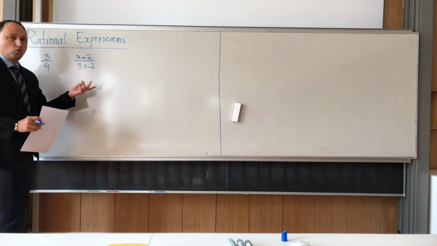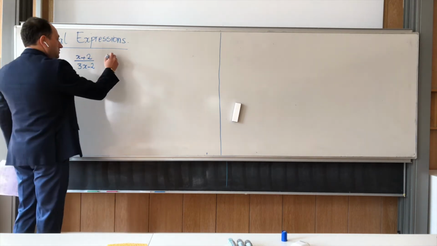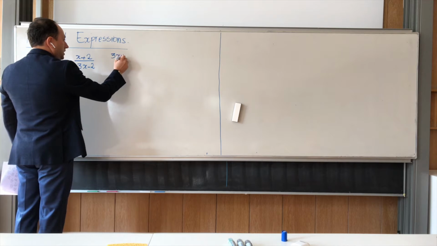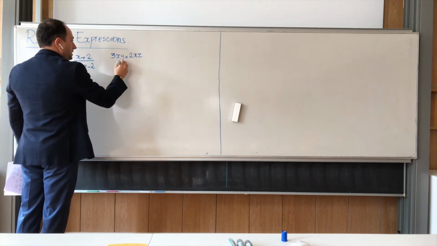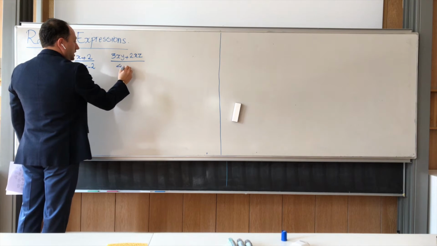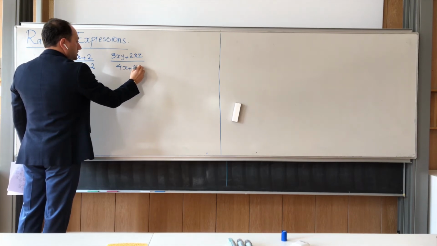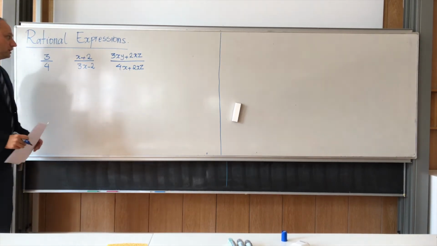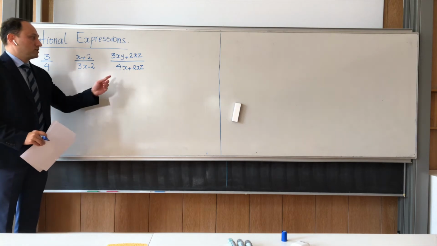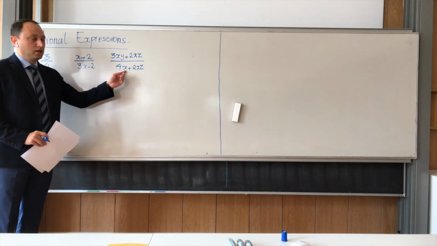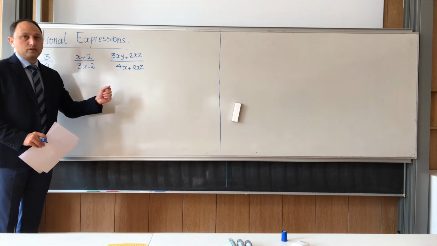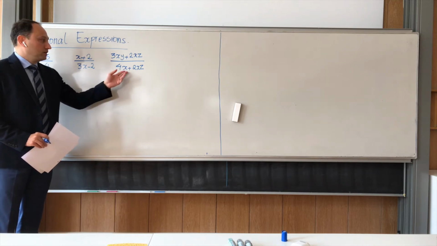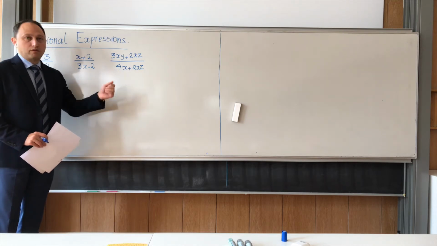Of course, I can have more than one variable. I can assume that I have (3xy + 2xz) divided by (4x + 2xz), for example. This is also a rational expression. It's a fraction. Its numerator is a polynomial in 3 variables x, y, and z, and its denominator is a polynomial in 2 variables x and z.